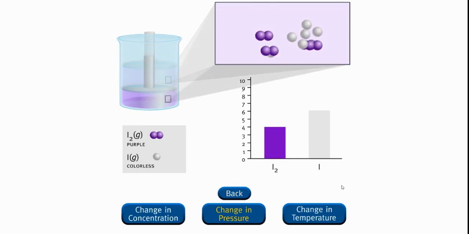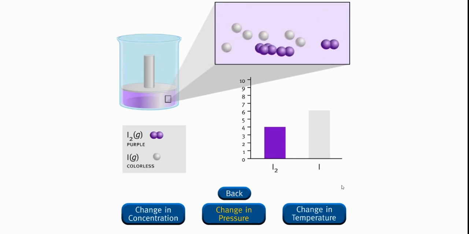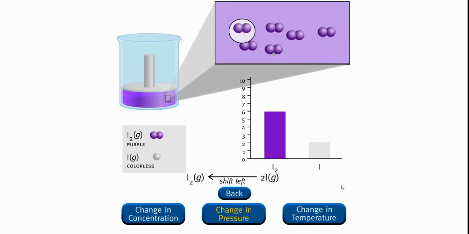You have increased the pressure by decreasing the volume of the container. The system can partially offset this stress by decreasing the moles of gas. Recall that pressure is directly proportional to the moles of gas. Because of the 2-to-1 mole ratio in the balanced equation, the moles of gas can be decreased if the system shifts to the left, producing iodine molecules and decreasing the number of iodine atoms, as you can see in the microscopic view. As more iodine molecules, which have a purple color, are produced, the color of the equilibrium mixture darkens. This can be seen in the macroscopic view. Note that the total number of gas particles has decreased from 10 to 8.